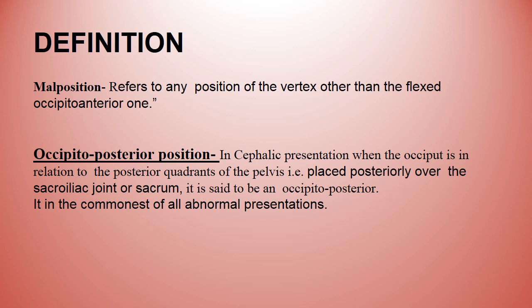What is malposition? Any position of the vertex other than the flexed occipito-anterior. In cephalic presentation, when the occiput is in relation to the posterior quadrant of the pelvis, that is, placed posteriorly over the sacroiliac joint or sacrum, it is said to be an occipito-posterior position. It is the commonest of all abnormal presentations.